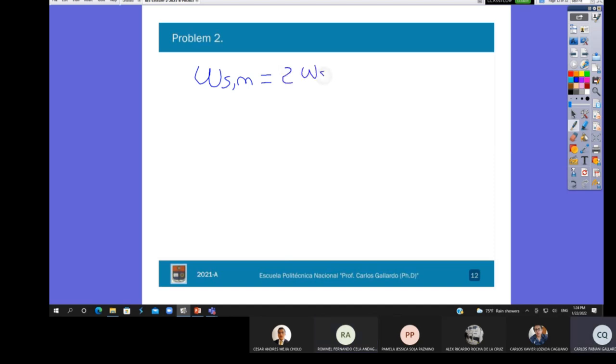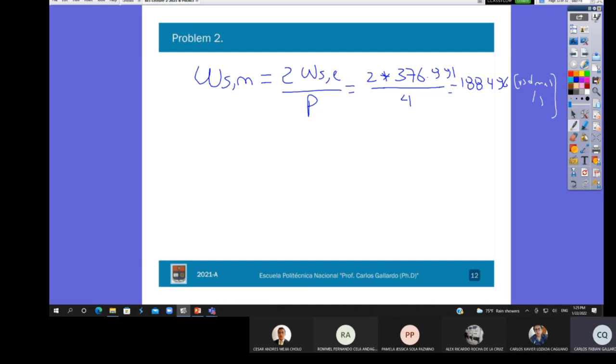In order to convert from the electrical quantities to mechanical quantities, I will use the number of poles. So this is equal to 2 over the number of poles. So I will have 2 times 376.991 over 4. And this is equal to 188.496 mechanical radians per second. Okay, this is the mechanical speed.